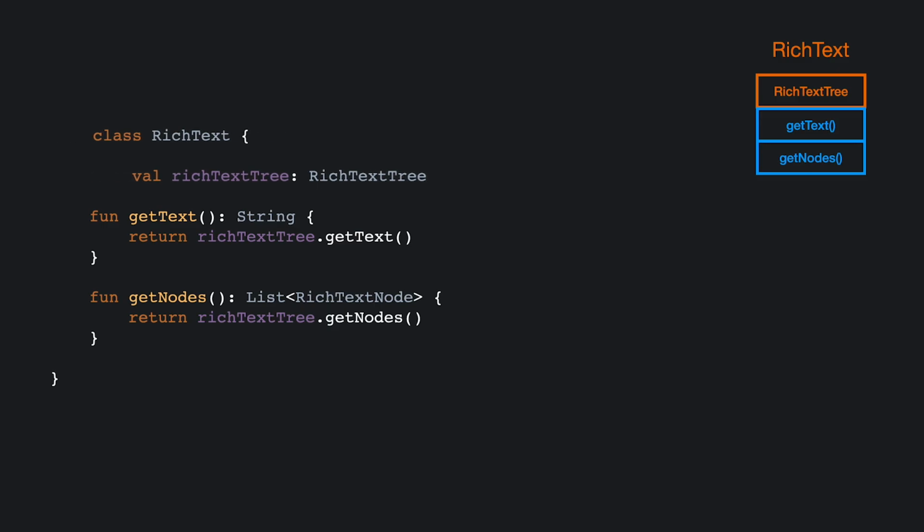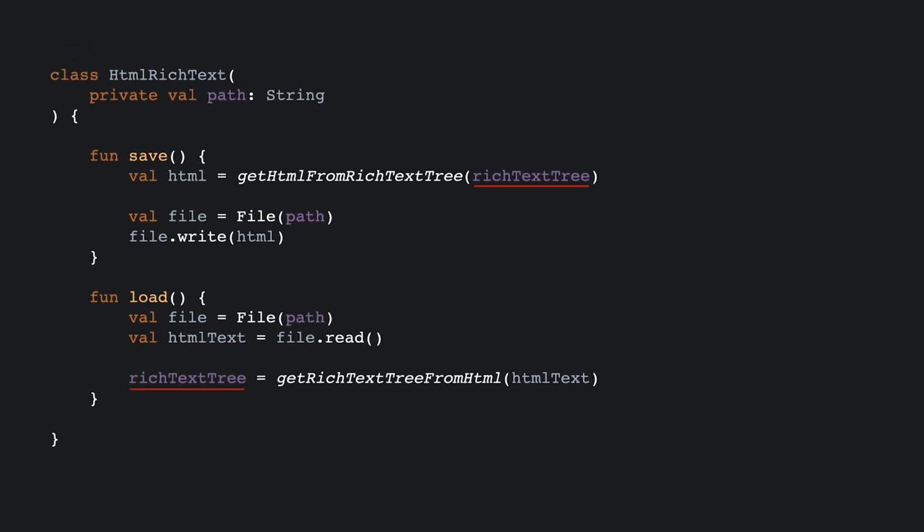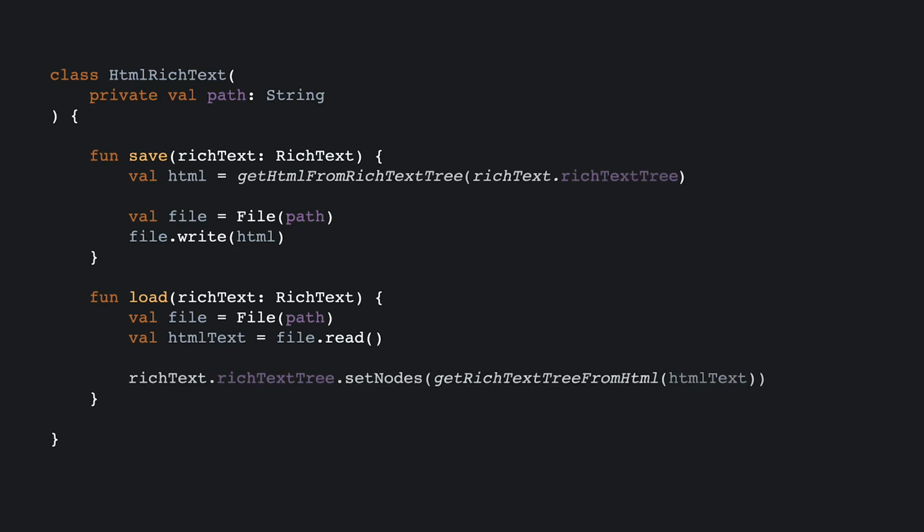So we can remove the abstract keyword from the rich text class and the rich text tree. Then we need to refactor our HTML rich text by removing the inheritance and keeping it as a simple class as well. Also, we will remove the override keywords from the save and load methods. Now we will have some errors because we no longer have access to the rich text tree, which was coming from the rich text abstract class. And what we can do is pass the rich text as a parameter for the save and load methods.